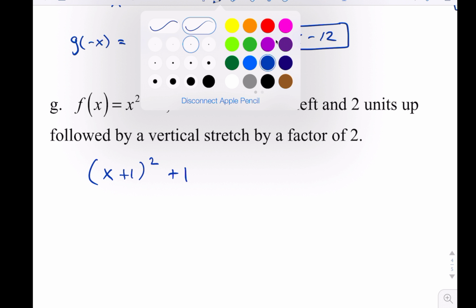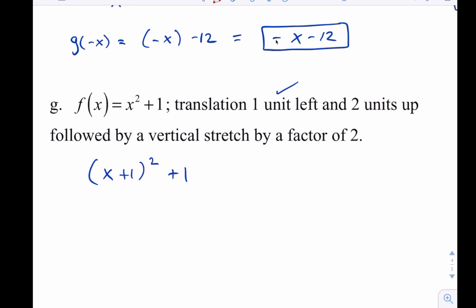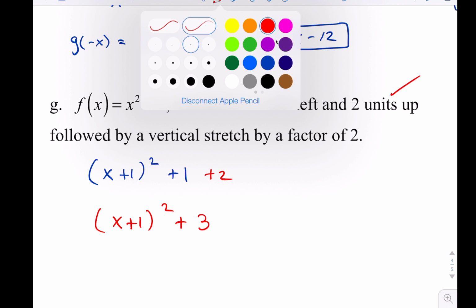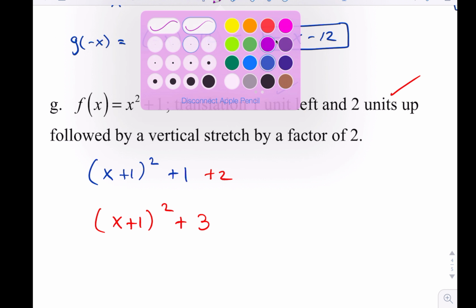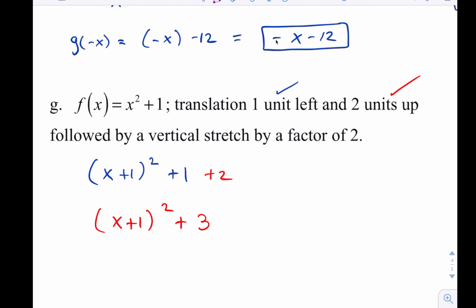The next part says we're going to take that function and move it 2 units up. So that's going to give me now x plus 1 squared plus 3. That is done. And then the last part says take that and do a vertical stretch by a factor of 2.